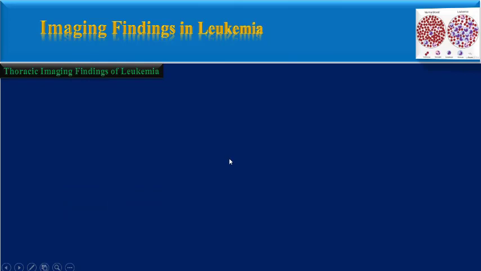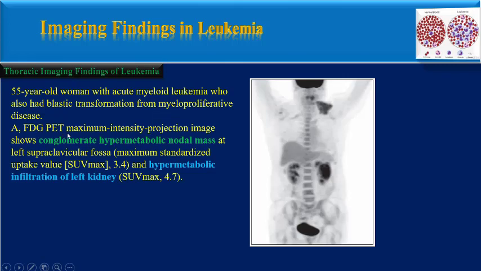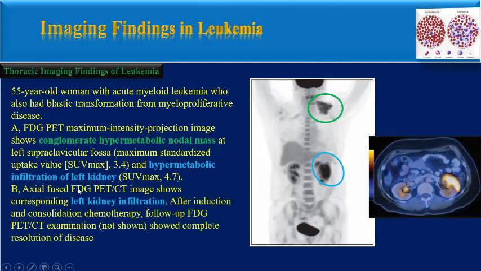A case presentation: a 55-year-old woman with acute myeloid leukemia who also had blastic transformation of myeloproliferative disease. FDG PET maximum intensity projection image shows a conglomerated hypermetabolic nodular mass at the left supraclavicular fossa and hypermetabolic infiltration of the left kidney. This axial view FDG PET-CT image shows corresponding left kidney infiltration. After induction and consolidation chemotherapy, follow-up FDG PET-CT examination shows complete resolution of the disease.